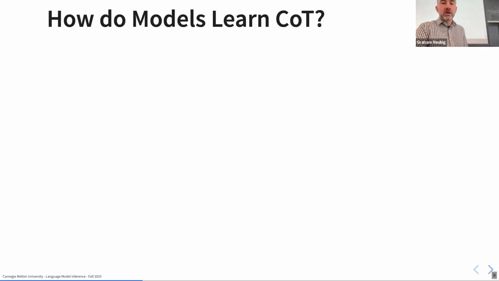Okay, so then the question is, how do models learn chain of thought? And there's a number of different ways you could do this. In the Wei et al. 2022 paper, they discovered that even without teaching the model or training the model in any way to do chain of thought, it was able to do that. Does anyone have an idea why the model had this ability to do chain of thought in the first place?